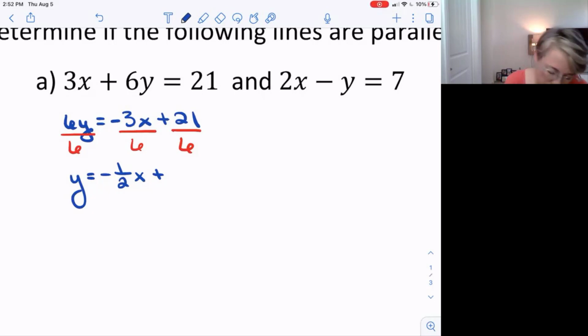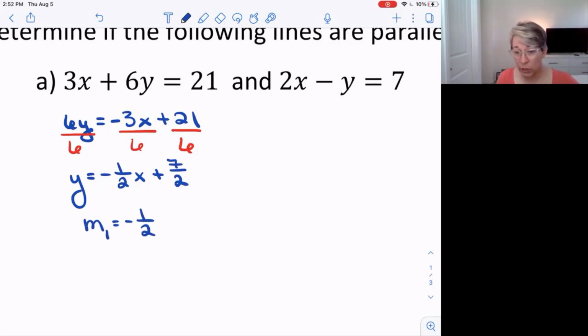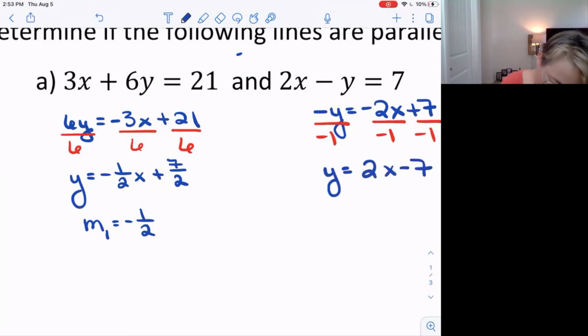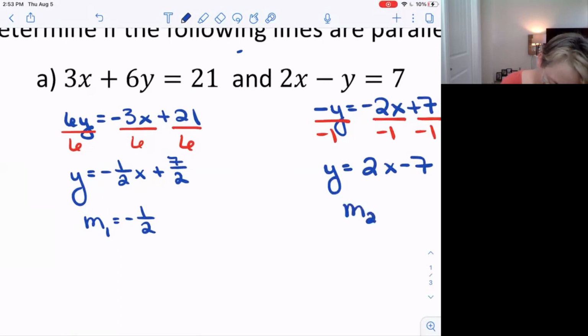So that reduces to 7/2? So our first slope here is -1/2. So let's take a look at our next equation, 2x minus y equals 7. If we subtract 2x from both sides, we get -y equals -2x plus 7. We're going to divide both sides by the coefficient of that y, which is -1, and we get y equals 2x minus 7. So the slope of this one is +2.